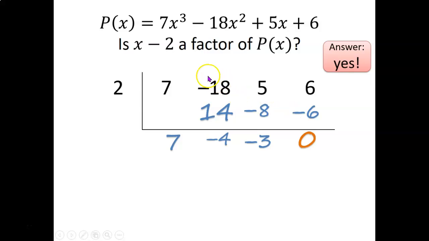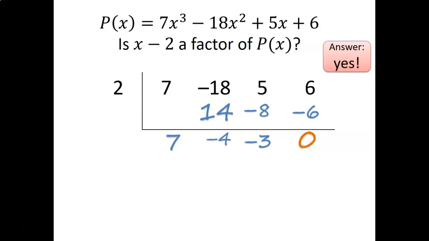Yes, x minus 2 is a factor of this polynomial. I know that because the division came out even. I got a remainder of 0. So that tells me that p of 2 equals 0, and that x minus 2 is a factor of this polynomial. I can factor it into x minus 2 times something else.